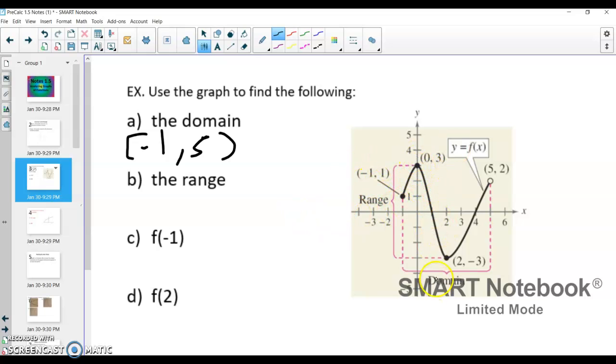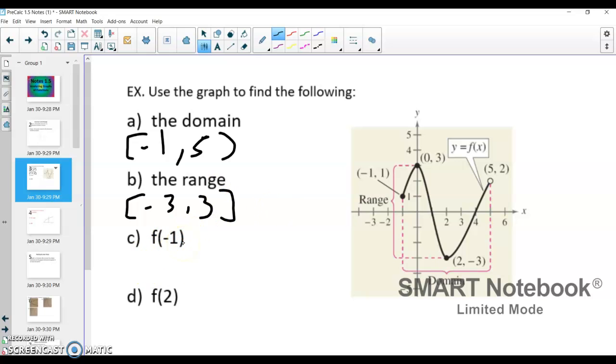Alright, the range goes from top to bottom, or it's really the range of your y values here. So our topmost point is at 3, and our bottommost point is at -3, both closed dots. And so we say our range is from -3 to +3, both brackets because both closed dots.